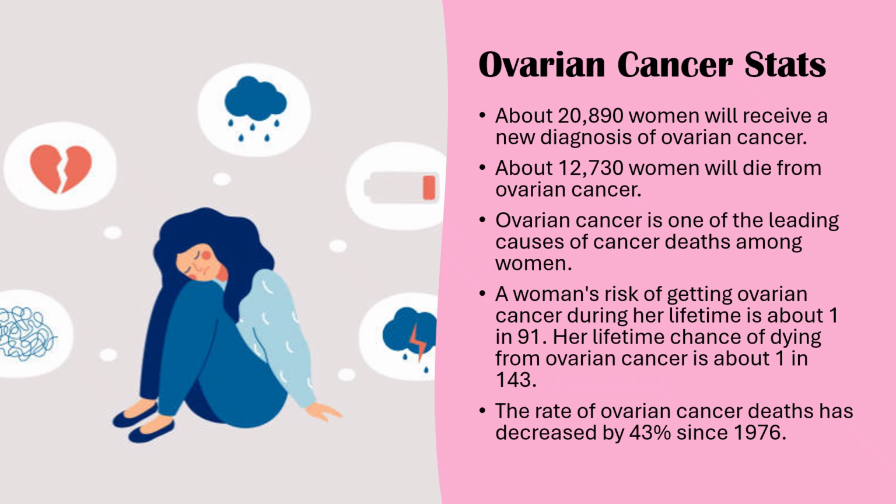These are just some ovarian cancer stats. About 20,890 women will receive a new diagnosis of ovarian cancer. About 12,730 women will die from ovarian cancer. Ovarian cancer is one of the leading causes of death among women. A woman's risk of getting ovarian cancer during her lifetime is about 1 in 91. Her lifetime chance of dying from ovarian cancer is about 1 in 143. The rate of ovarian cancer deaths has decreased by 43% since 1976.